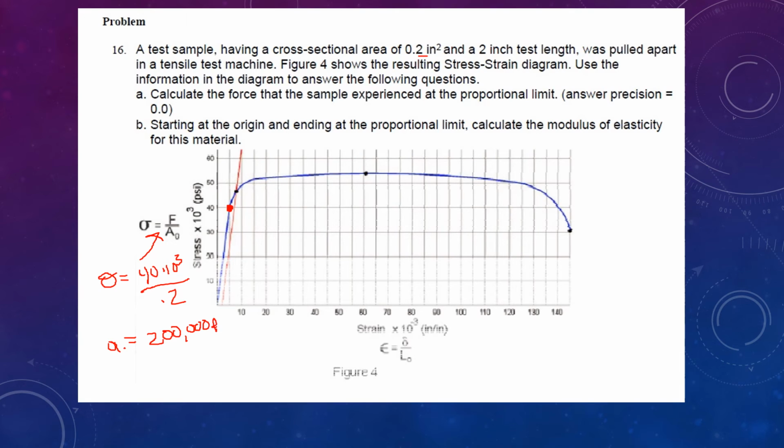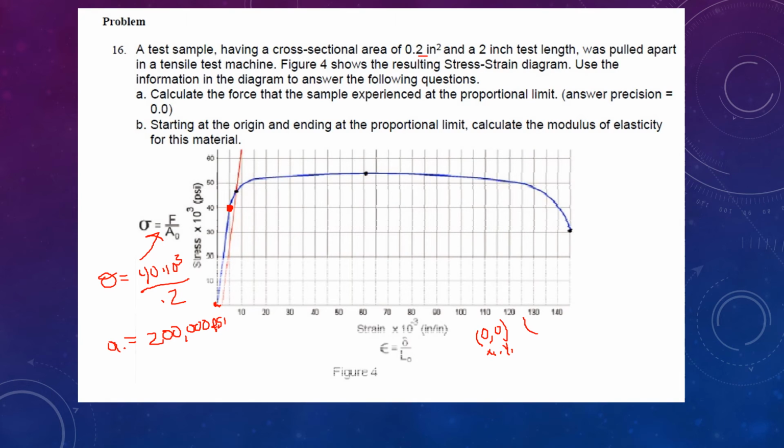For B, it says starting at the origin, ending at the proportional limit, calculate the modulus of elasticity. So all they're doing there is trying to find the slope. Modulus of elasticity is just a slope. So starting at the origin right here, which is 0, 0, that is going to be x1 and y1. And then x2 is going to be how far over this way.